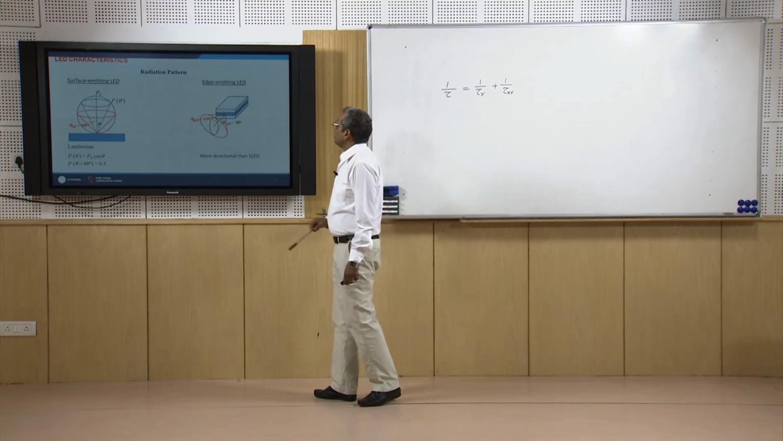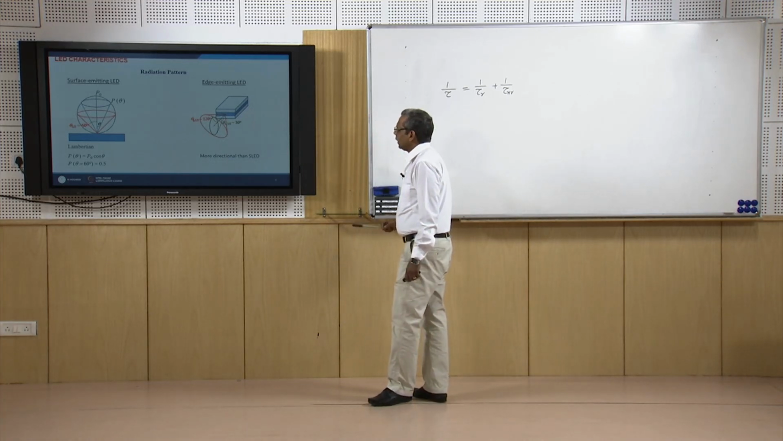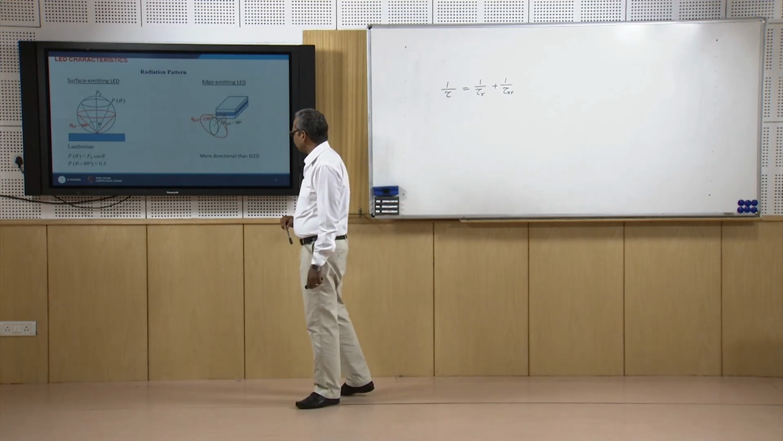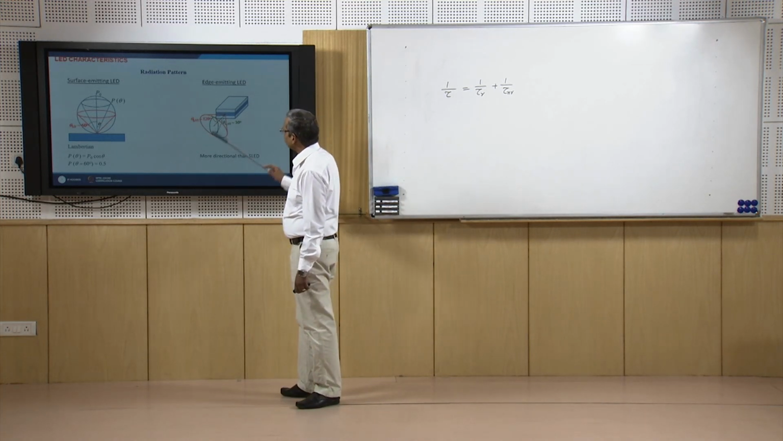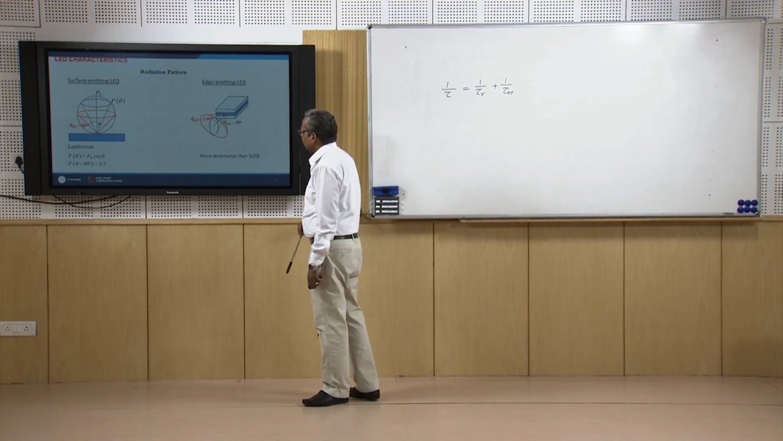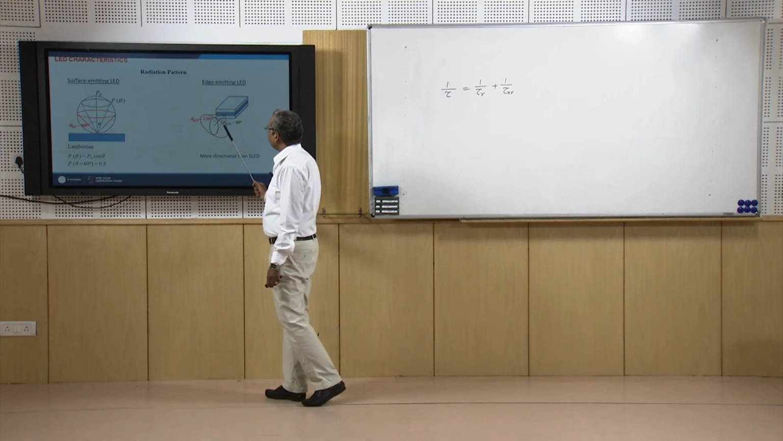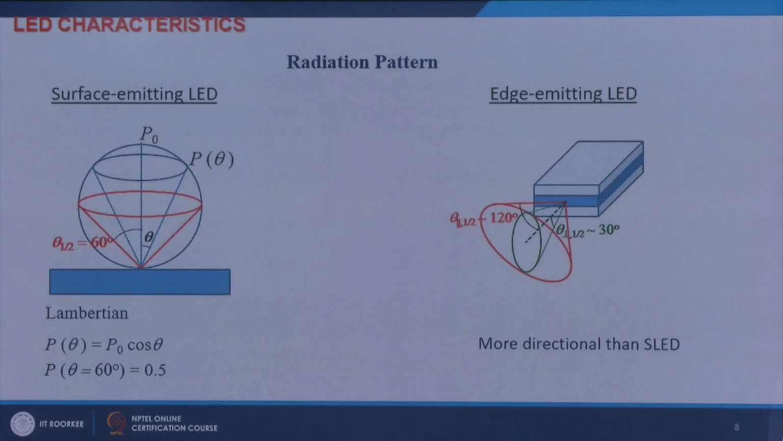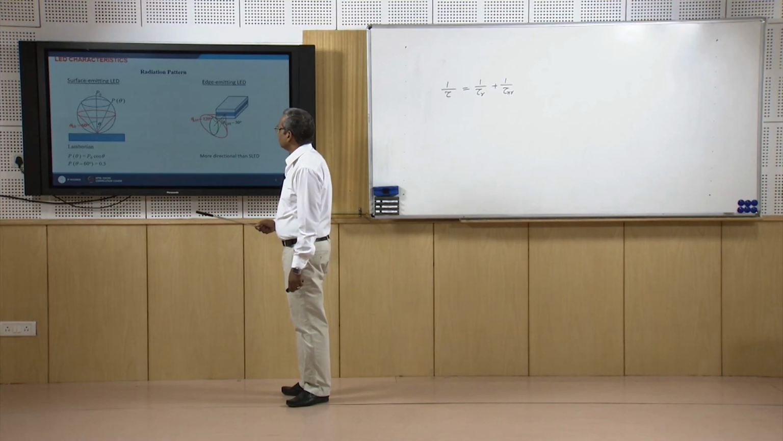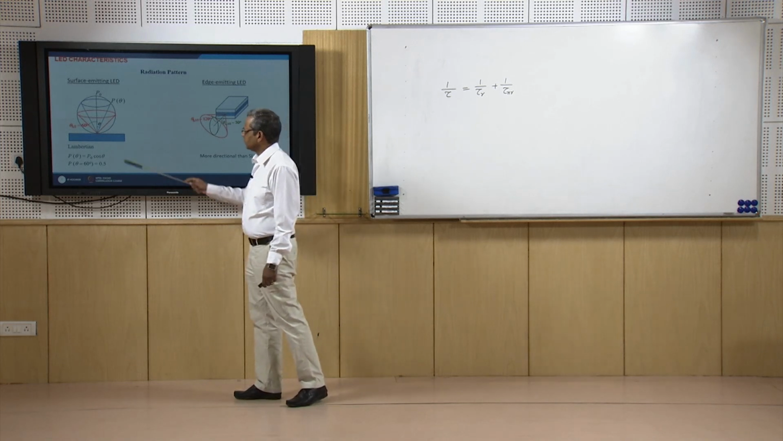If I look at an edge emitting LED, then an edge emitting LED is a bit more directional as compared to a surface emitting LED, because the light is coming out from this edge. So, where you have certain confinement in one direction. Here in one direction I have this theta half about 30 degrees, and in the other direction I have theta half which is about 120 degrees, similar to this.